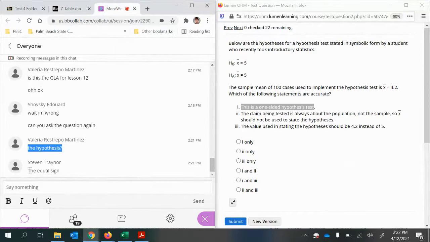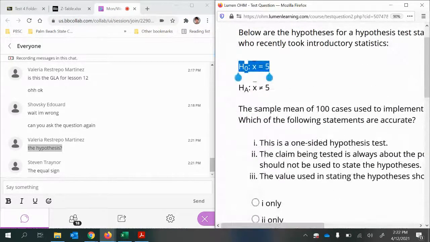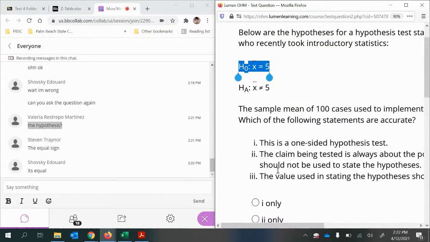Okay. Steven says the equal sign. You're close, Steven. So between you and Valeria, you're getting in the right ballpark. So let's clarify which hypothesis we should be looking at. We have two of them. Now, what do you know is going to be true every single time when it comes to the null hypothesis symbol? What is always? Right, Shavsky.